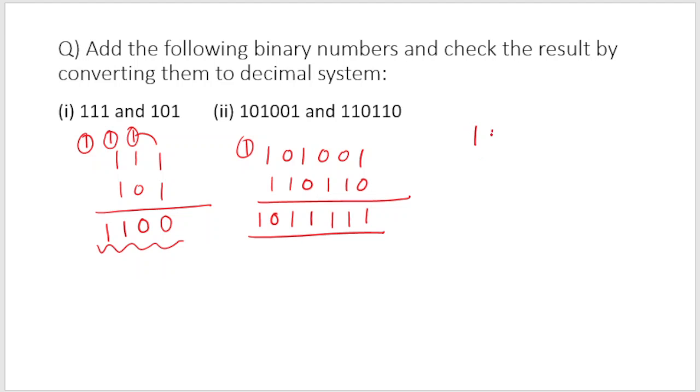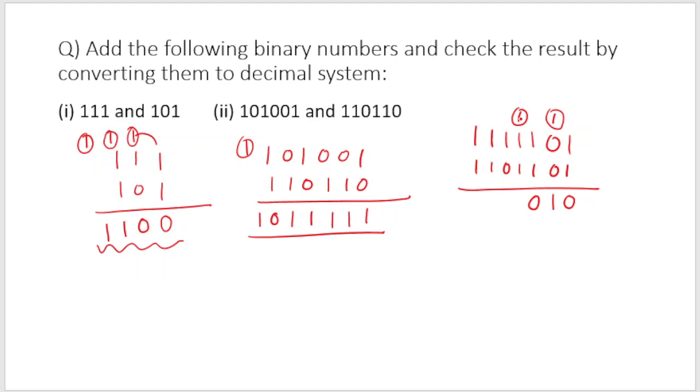So suppose we have 1 1 1 1 1 0 1, and we have 1 1 0 1 1 0 1. So how can we add it? You can see 1 plus 1 will be 0, and this 1 will be carried over to the next column. So now here we have 1 plus 0, that is 1, and 1 plus 0, that is 1. So no need to write anything, just 1. Now 1 plus 1 is 0, and this 1 will be carried over to the next term.